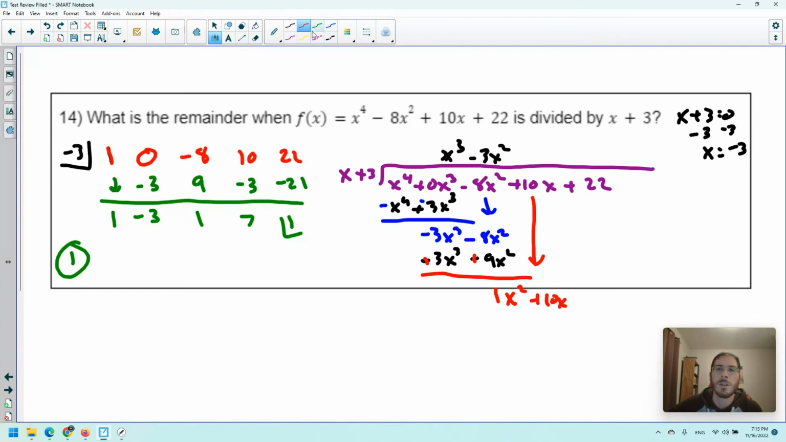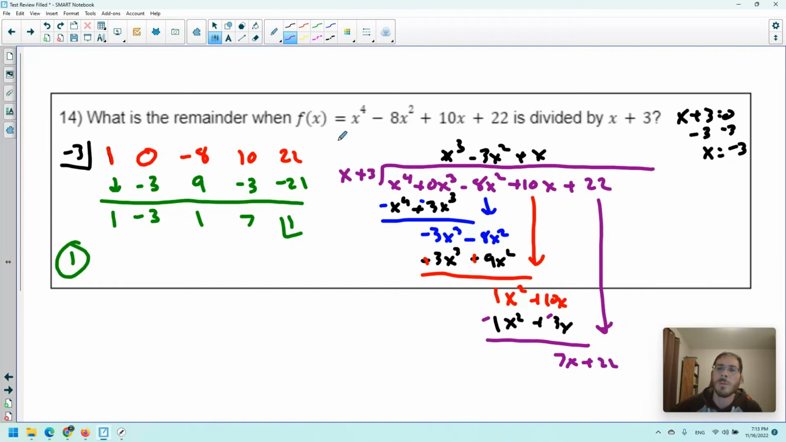Okay, so here this doesn't seem too bad because I need to get to 1x squared. So x times x would be 1x squared. X times 3 is 3x. But again, we got to swap the signs because we have to subtract. So we go to 7x. I'll bring down the last one.